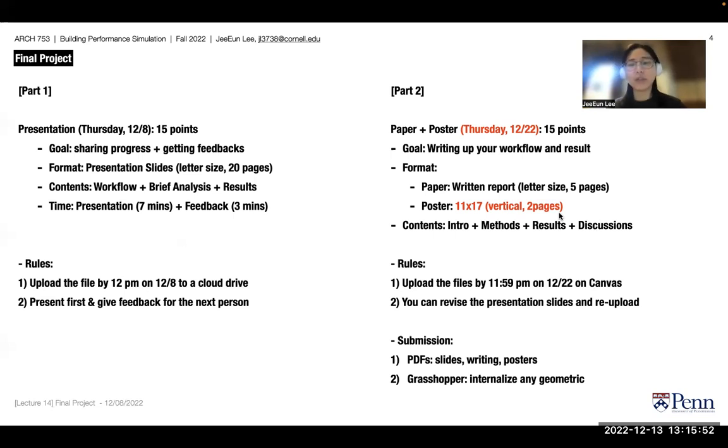So I made the format larger, 2 pages and vertical, so that you can use these pages as your work samples if you apply for a job or go to a job fair, or you can use these for your portfolio. And I think 2 pages are good enough to include all the contents. Even if you're not comfortable with putting everything into 2 pages, that's also good practice, how to make the whole process into a concise format and deliver it to the readers.